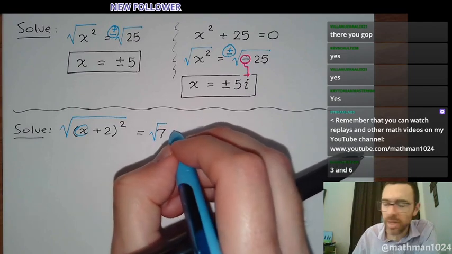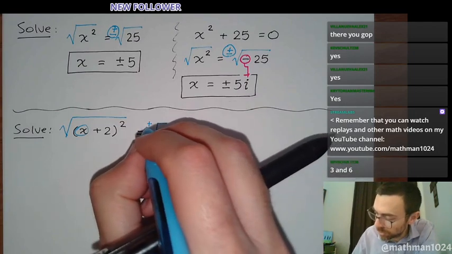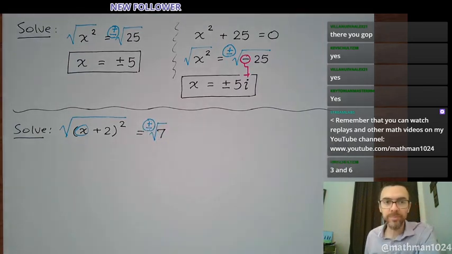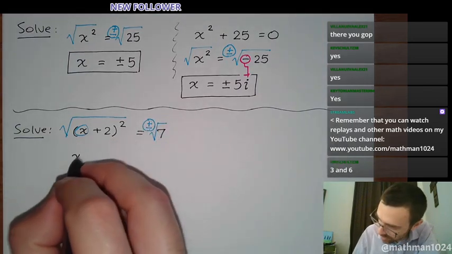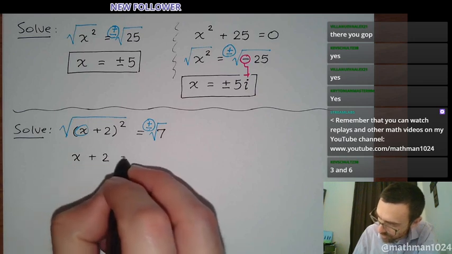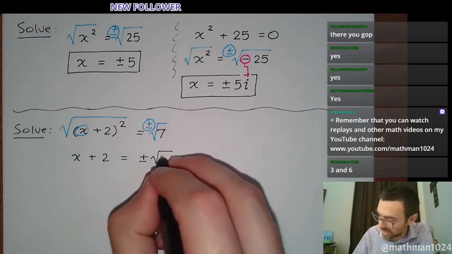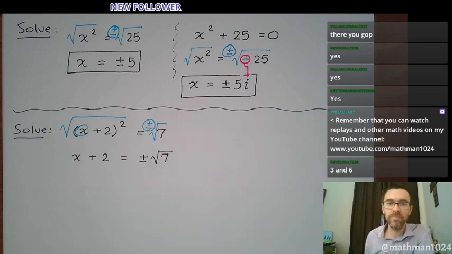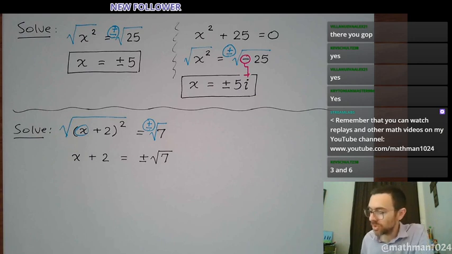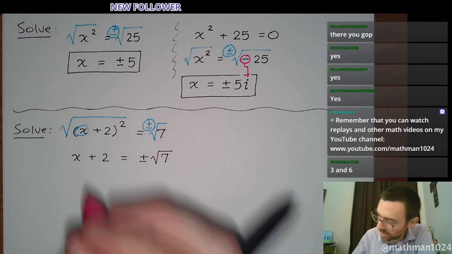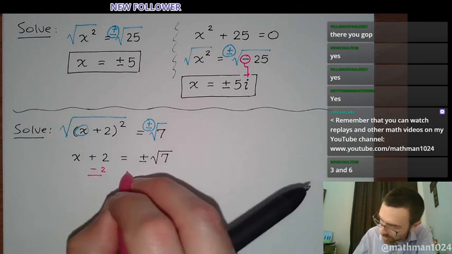Let my voice echo in your mind. Don't forget the plus or minus. Like that. And now we get x + 2 is equal to plus or minus the square root of 7. Do your best to simplify the square root of 7, but it is going to stay as it is. You can't simplify it, you can't break it down, so we're done. But remember, we're supposed to solve here, which means getting x by itself. So we finish getting x by itself by subtracting 2 on both sides.